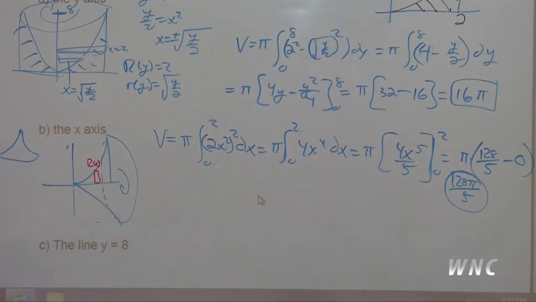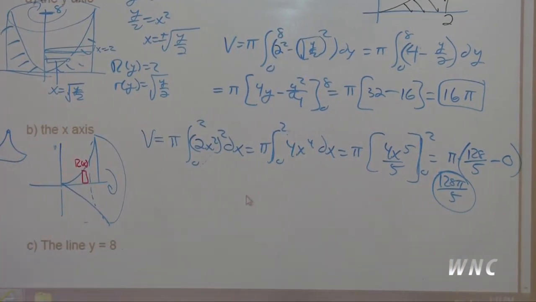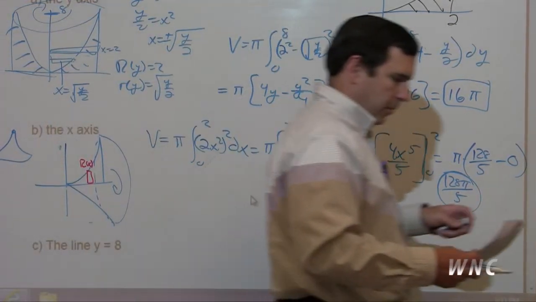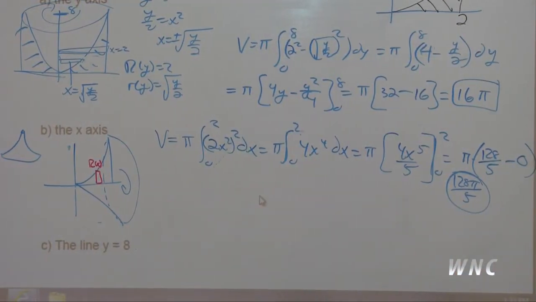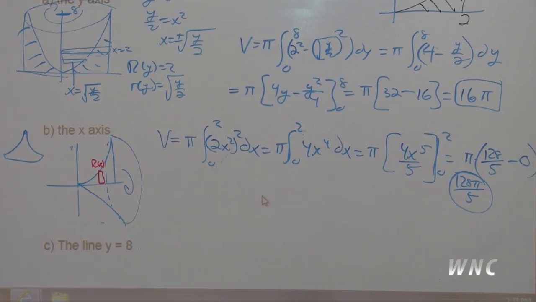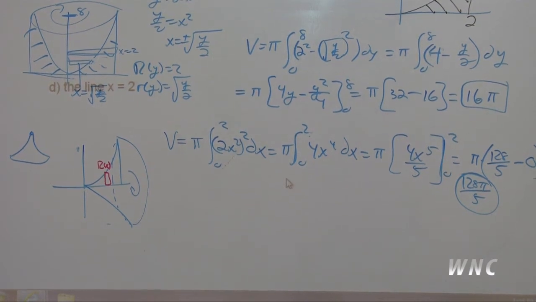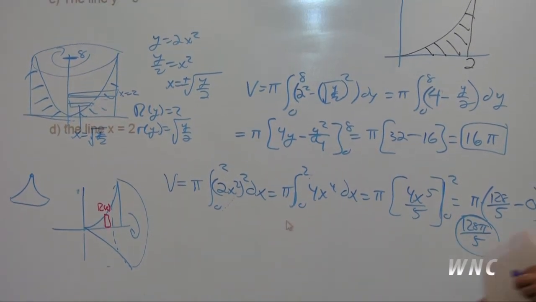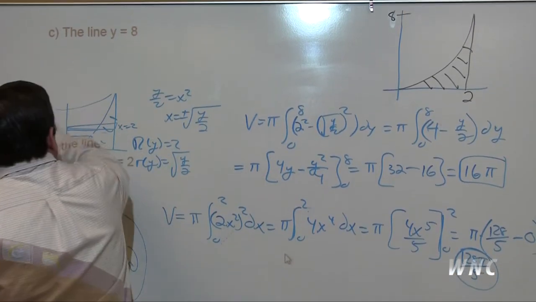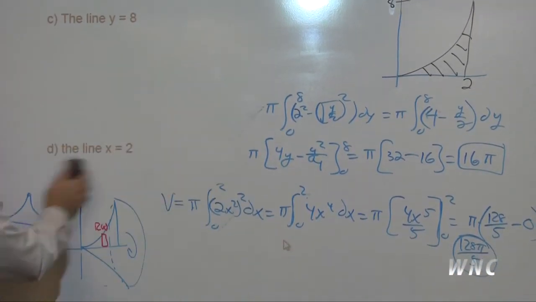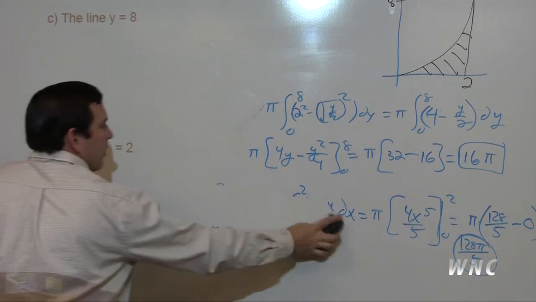That's part 2. So I'm going to need to scroll this. Feel free to pause. I'm going to do C is the line y equals 8, and then D will be the line x equals 2. These were chosen specifically for their locations with respect to this shape.